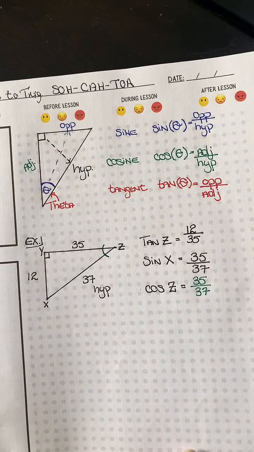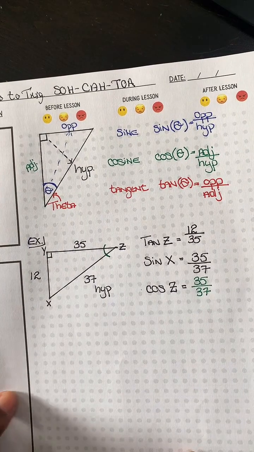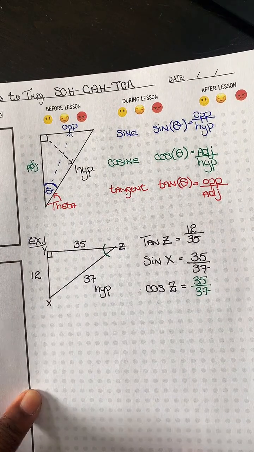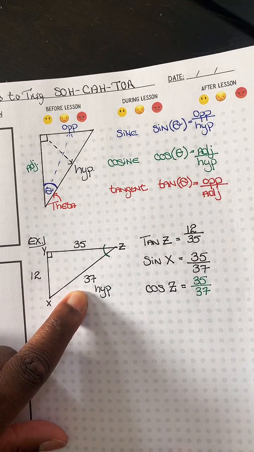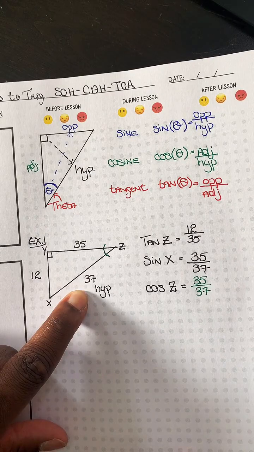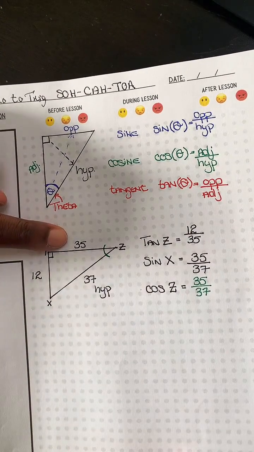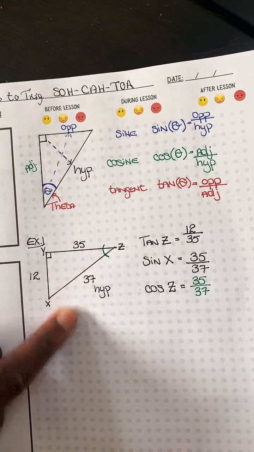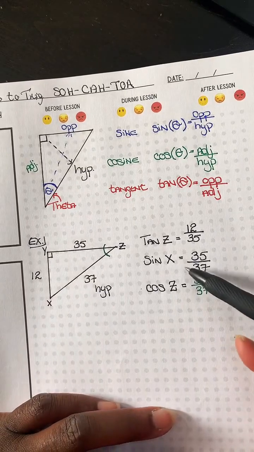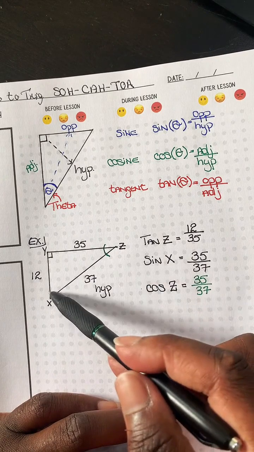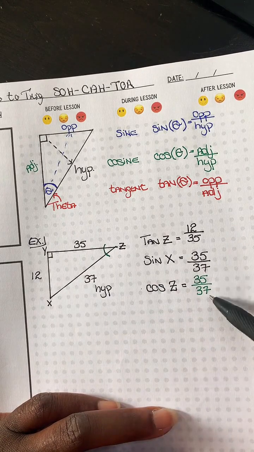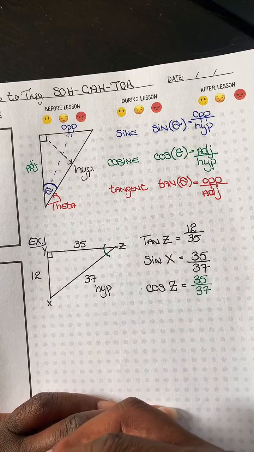Okay, do we see it now? So if I said the sine of angle Z, that will be 12 over 37. But I wanted the cosine of Z, which will be my 35 over 37. And yes, if I do the cosine of one angle and the sine of the other, you should get the same answer. Okay.